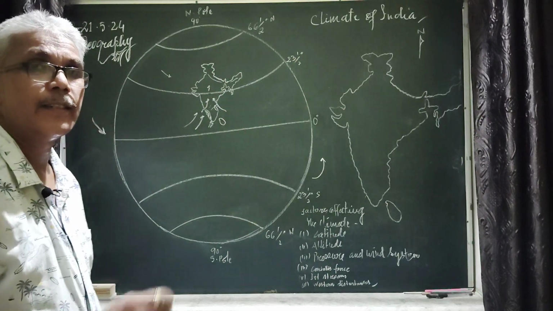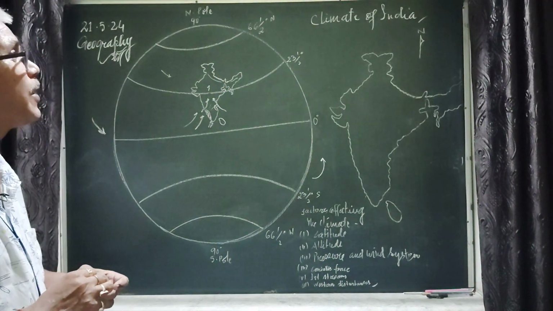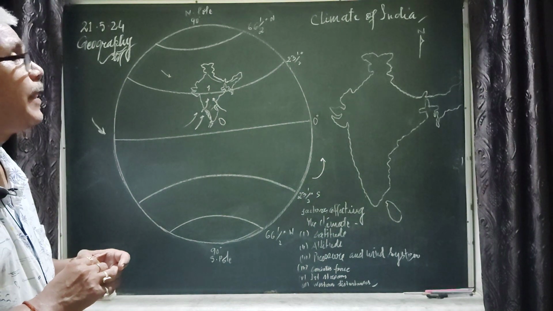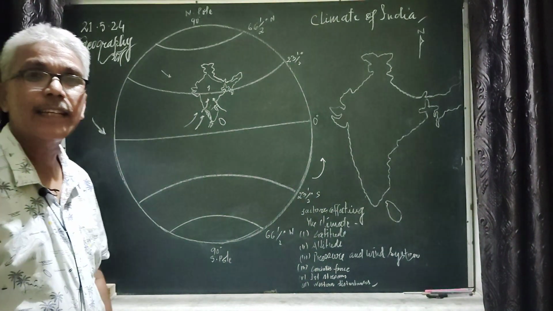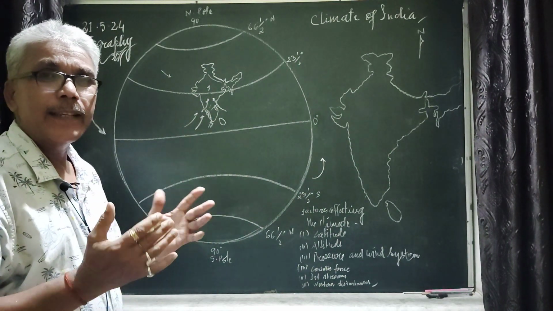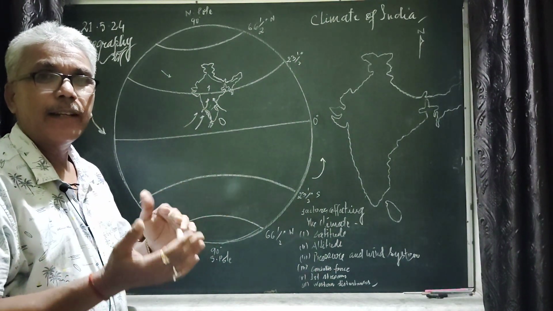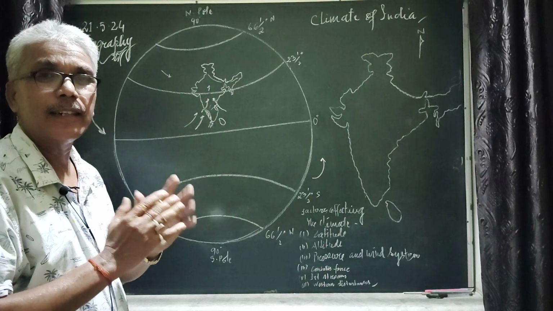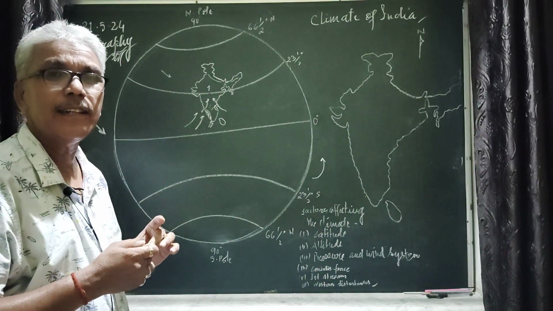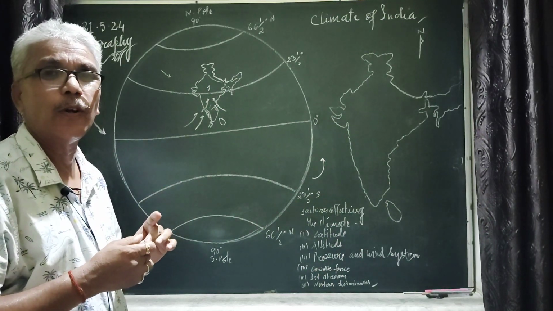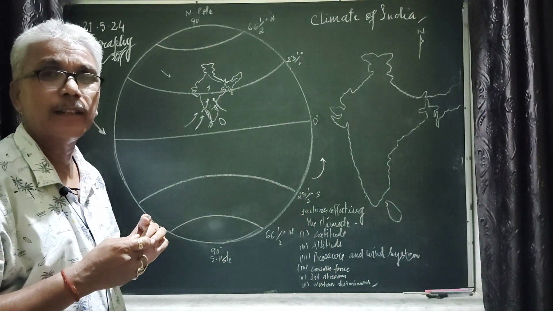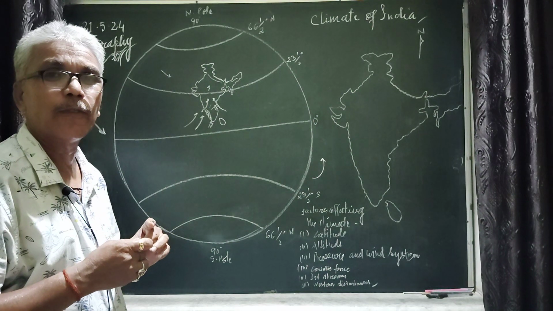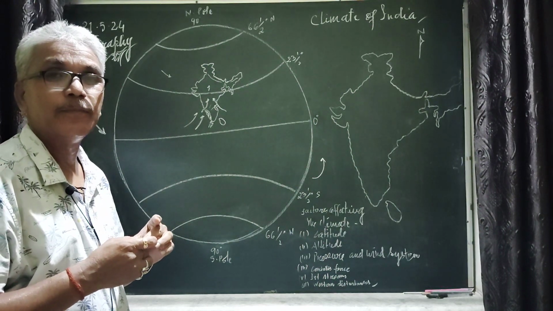My dear students, today I am going to discuss the climate of India. India experiences monsoon type of climate. Before discussing the climate of India, we will discuss the difference between climate and weather. Climate is that condition of the atmosphere that prevails in a large area for a long duration. But weather is that condition of the atmosphere that prevails in a small area for a short duration.